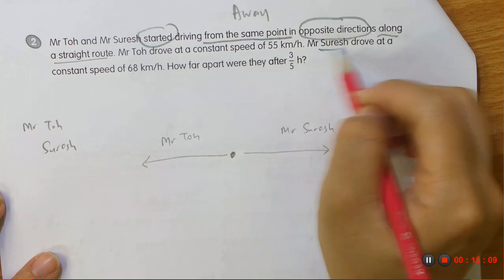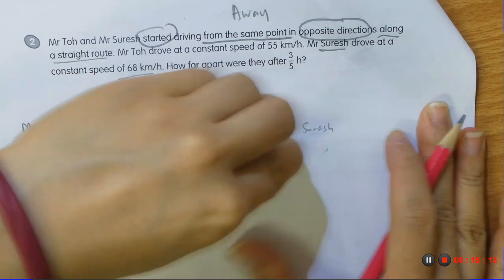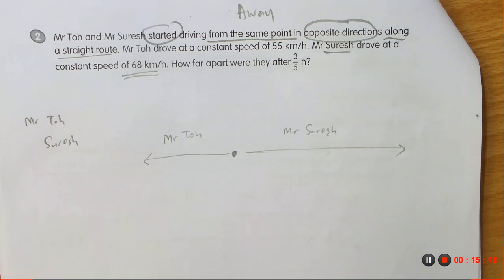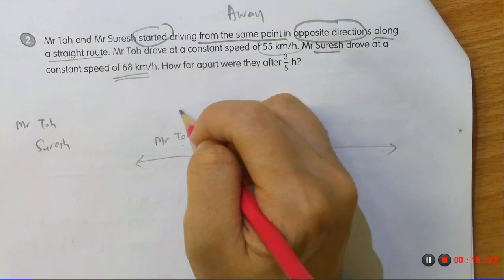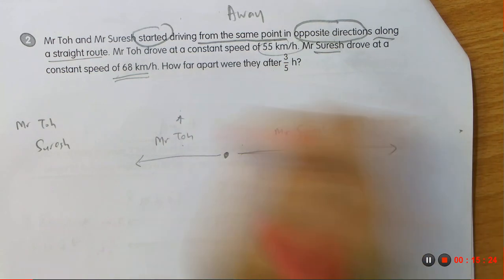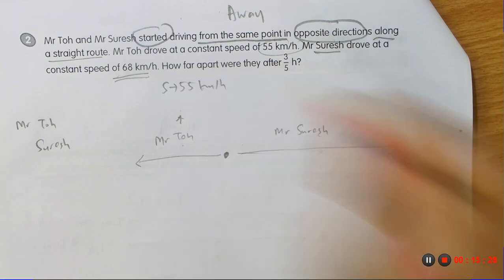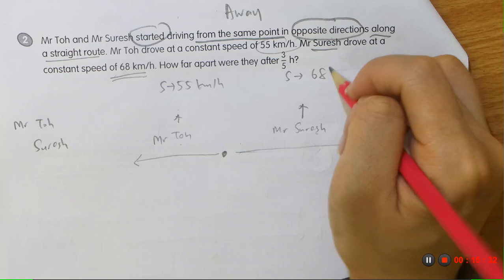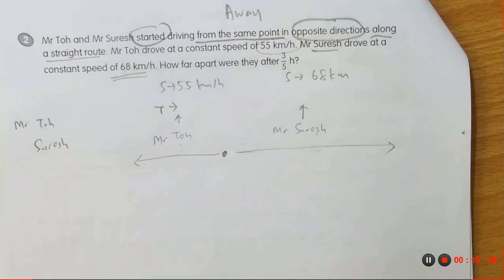Good, that's right. Mr. Suresh is faster. Meaning, in the same amount of time, this person, Mr. Suresh, is going to go faster. And you can see here, for Mr. To, the speed is 55 kilometers per hour. For Mr. Suresh, his speed is 68 kilometers per hour. They have the same time of travel because they start at the same time.